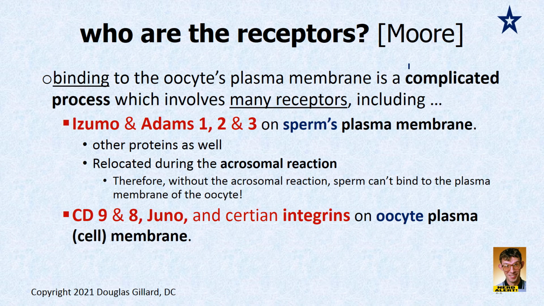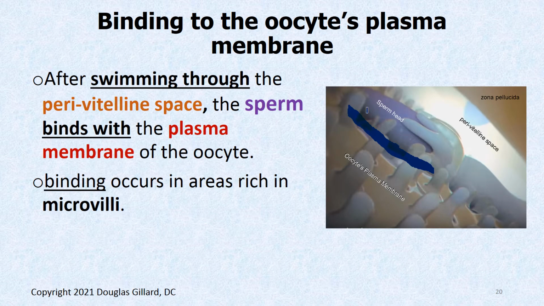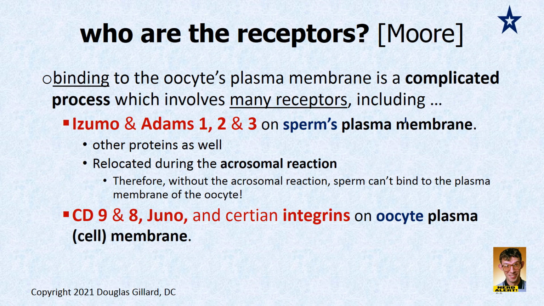There are unfortunately some receptors that are not shown in this picture. So probably less of a high-yield board question. That's where I put the little kind of extra credit guy here, the little nerd. But there are some receptors here. On the sperm's plasma membrane, there are Izumo 1, 2, and 3, which are the receptors that bind to the oocyte's receptors.